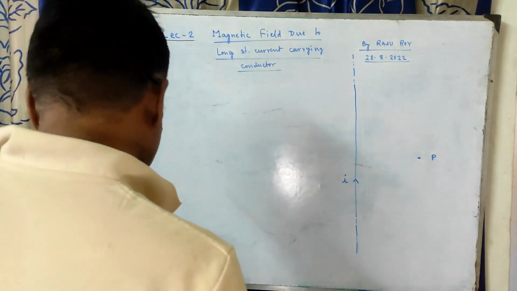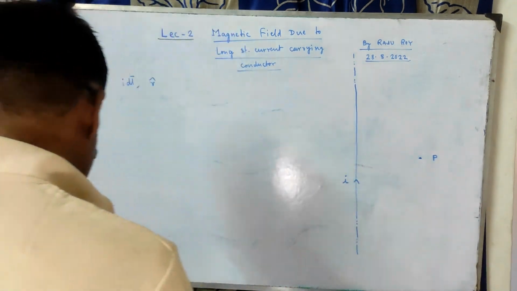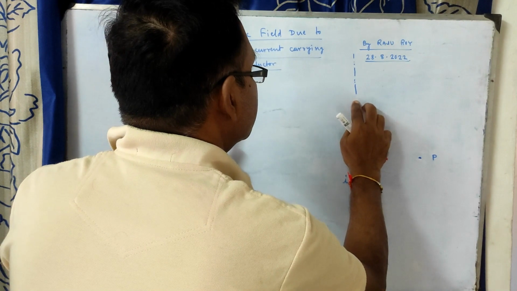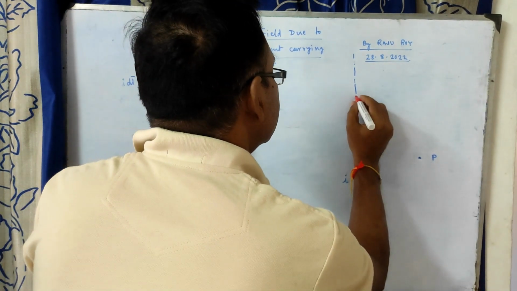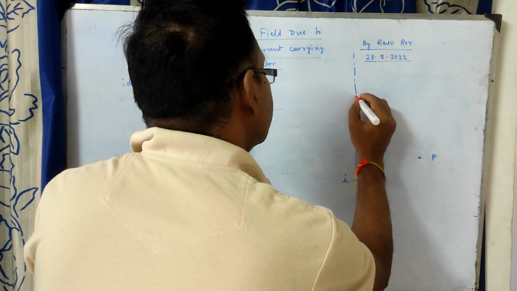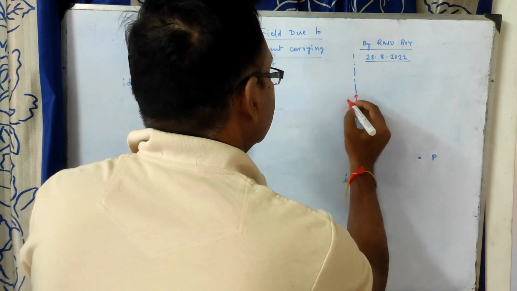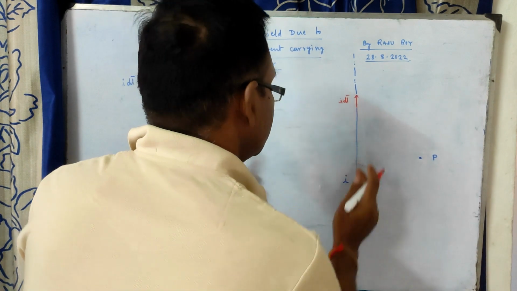So I am splitting this whole conductor into small elements. One such element I am taking here. It is very small, but just to make it understood properly, I am magnifying it. This Idl is very small. This is your Idl vector, so it is along I.